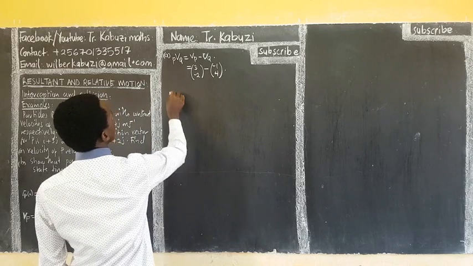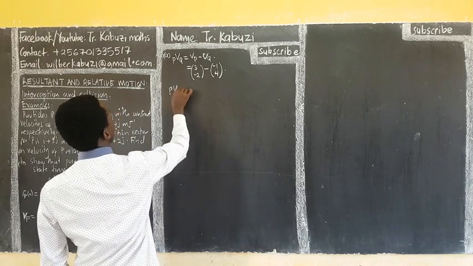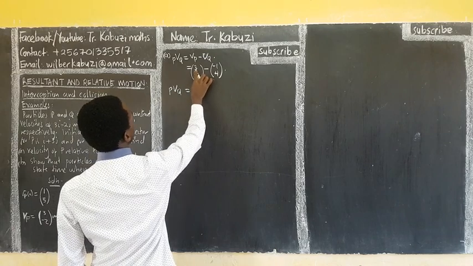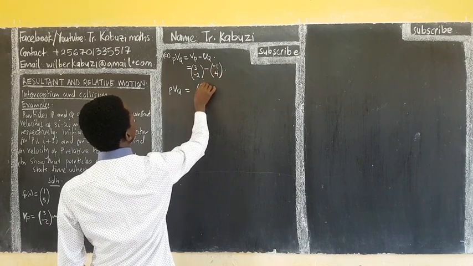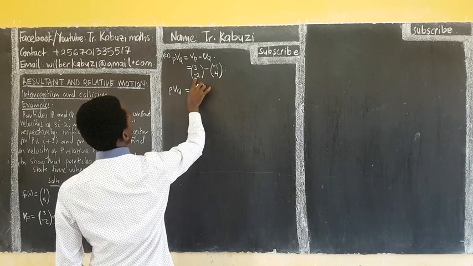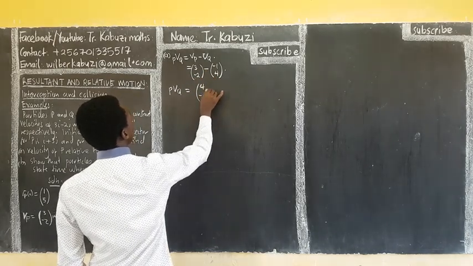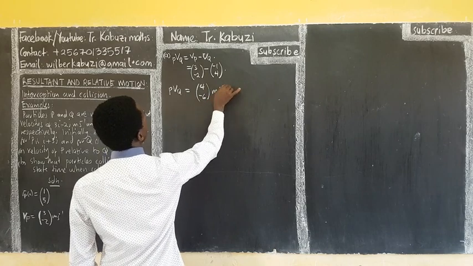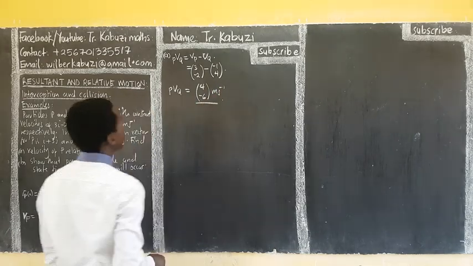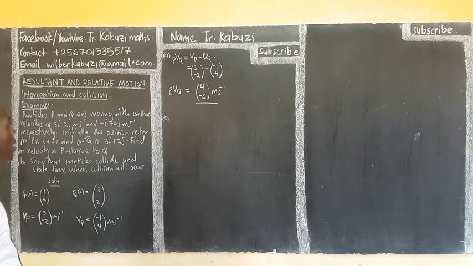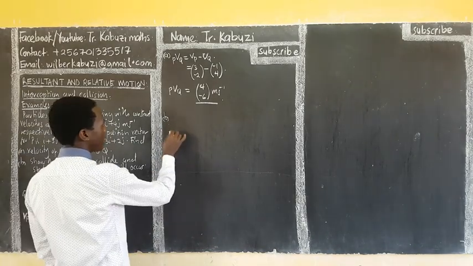Okay, so from there, our P relative to Q is going to be 3 minus negative 1, which gives us 4. Then negative 2 minus 4, that will be negative 6 meters per second. So that's part A. Then part B, show that particles will collide. We need to show that.